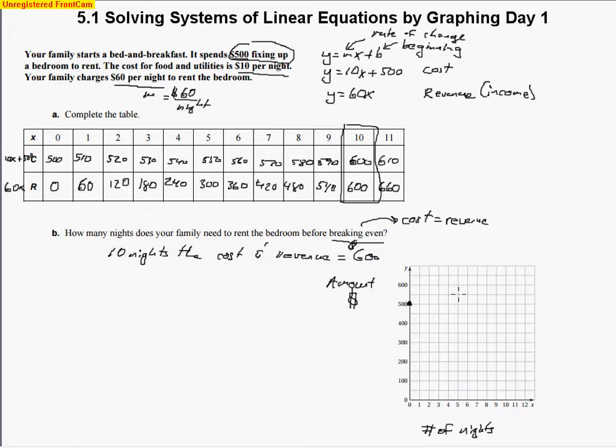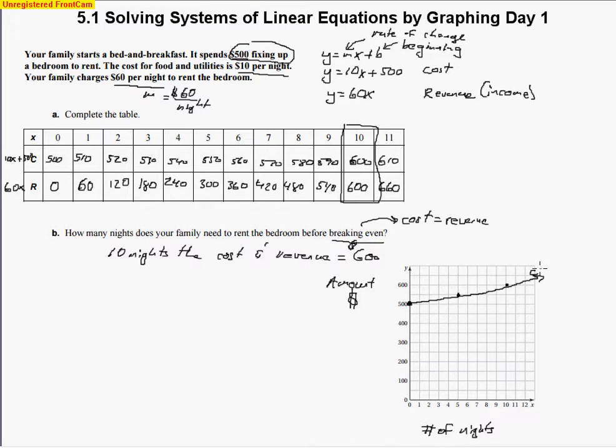$50. So at 5 nights, I'm at $550. Well, at 10 nights, we were up at $600. And so then we've got enough points to be able to draw a line through. So we'll do that. So that's a straight line right through those points. Good to use a ruler as you're doing that. And now we'll go ahead and take a look at our revenue equation.